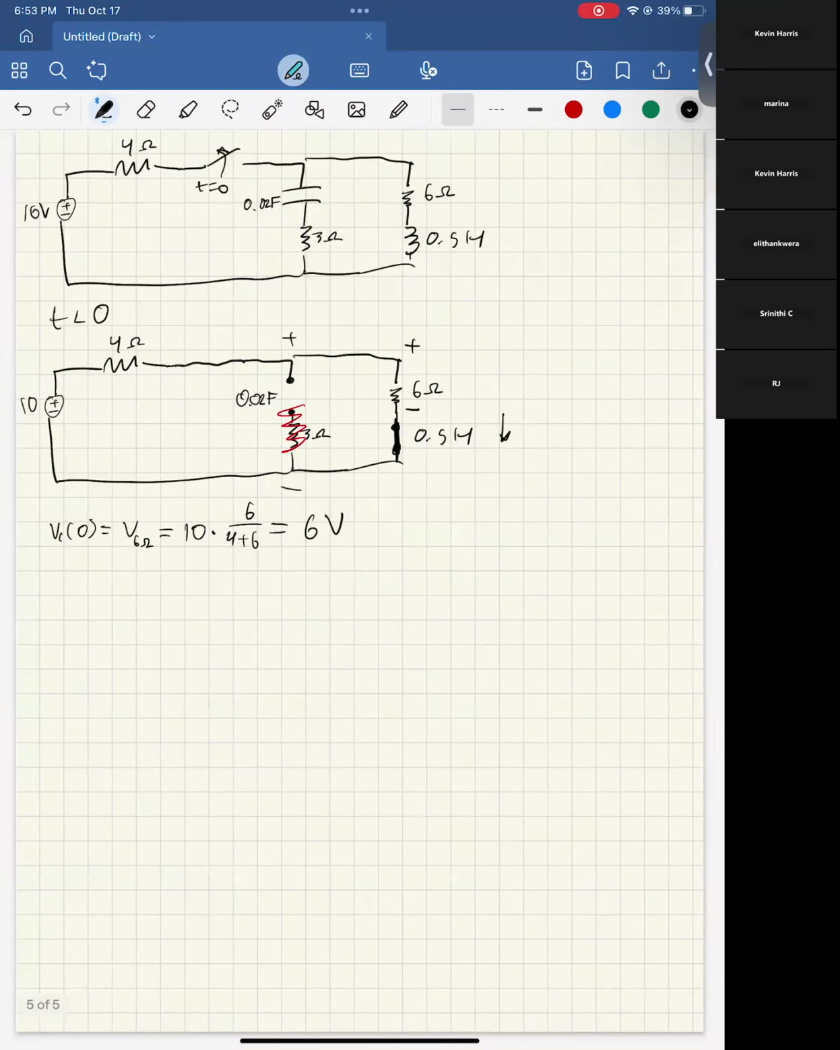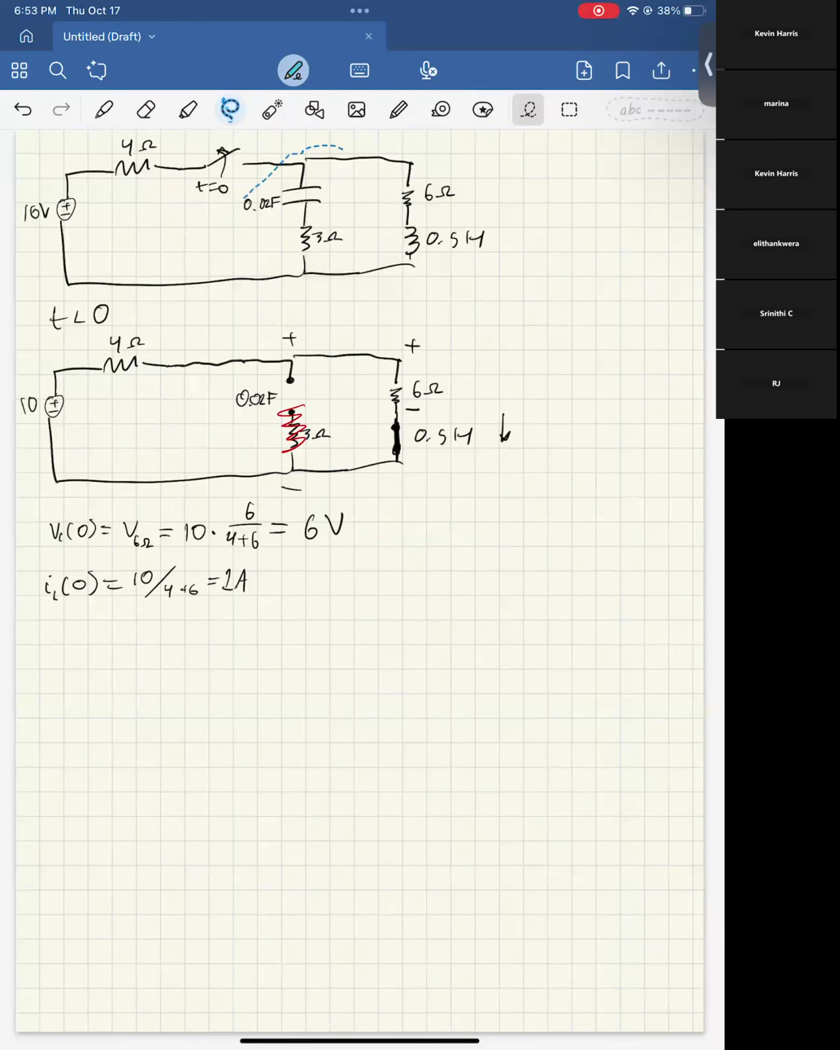So the IL of 0 is going to be whatever the current through this wire is. And in that case, it's just the general current of the circuit, because here we only have one loop. So it's going to be 10 over 4 plus 6, which is simply 1 amp. Okay, now we found our values for the initial state of the circuit. Now we want to find our values for after the switch moves.